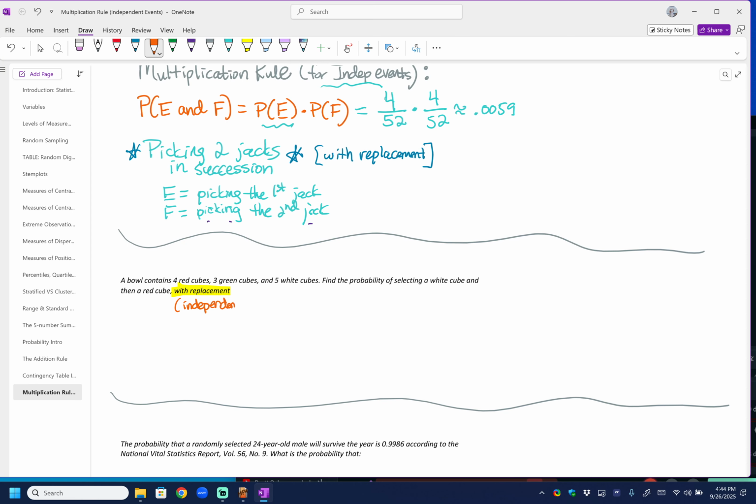Well, what are the events? The events were selecting a white cube right here, which we will call event W, and selecting a red cube, so we'll say event R.